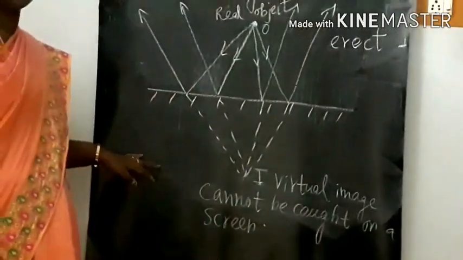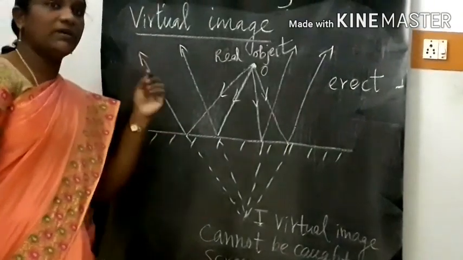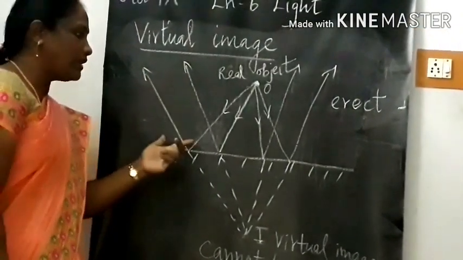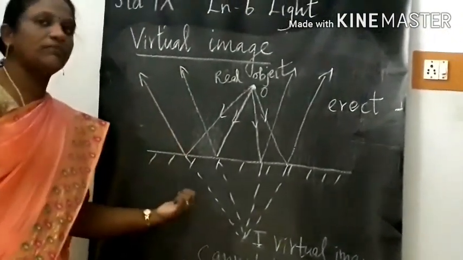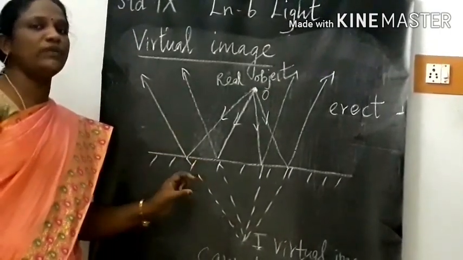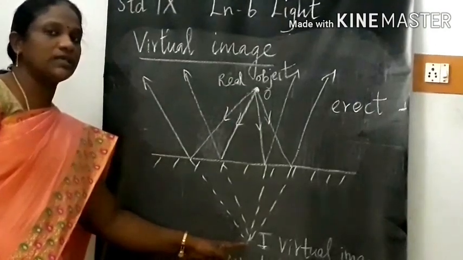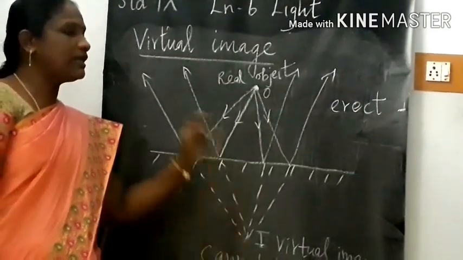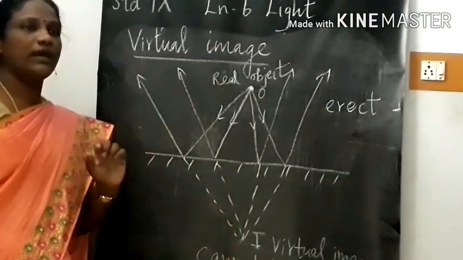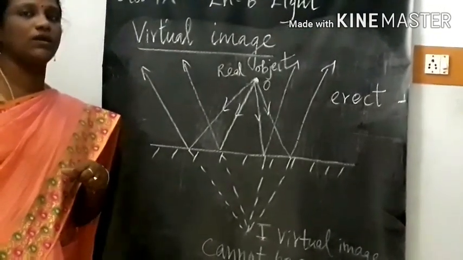So what is a virtual image? The light rays from an object after reflection do not meet but appear to meet when produced backwards. So this is called a virtual image. The virtual image will be an erect image, and the virtual image cannot be caught on a screen.